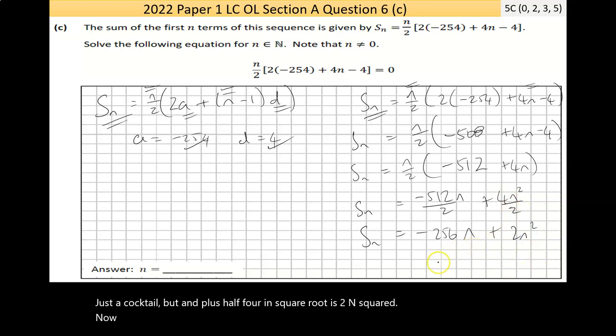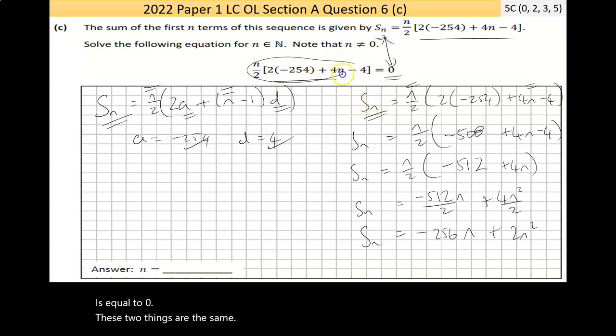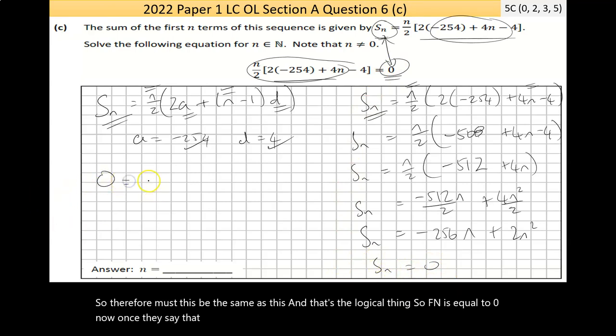Now it's asking us to solve this equation. And if you see here, initially I'm told S of n is equal to this. And down here I'm told that this is equal to 0. These two things are the same. So therefore, mustn't this be the same as this? And that's a logical thing. So S of n is equal to 0. Now, once they say that, I can swap that into the equation.